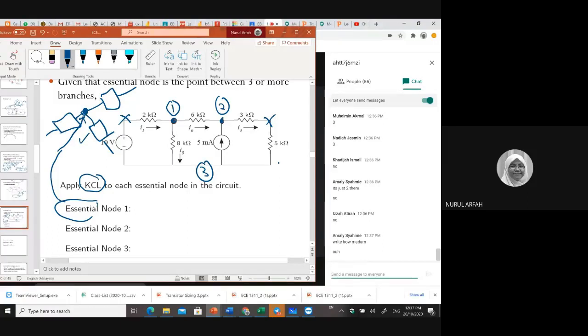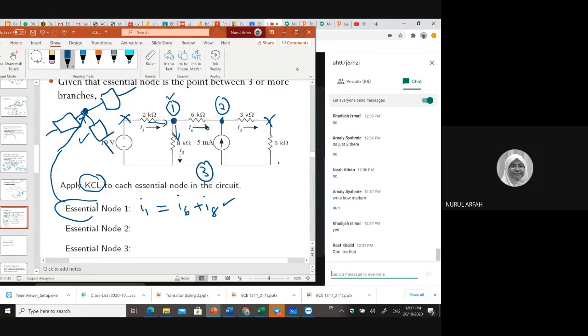Okay, I will give you the first example. Number 1. This is current entering. This is leaving, and this is also leaving the node here. So the current entering I1 is equal to the summation of current leaving: I6 plus I8. So far so good. This one? Or you are still confused?